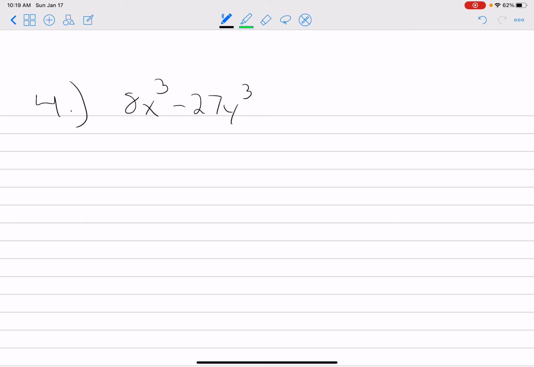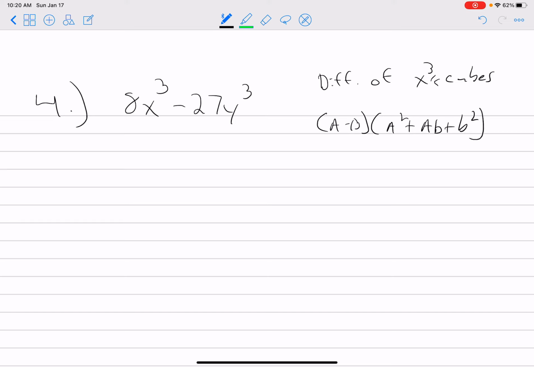And this one is also a difference, but it's a difference of perfect cubes. 8 is 2 times 2 times 2, and 27 is 3 times 3 times 3. So a difference of cubes breaks down like this. Difference of cubes breaks down like a minus b times a squared plus ab plus b squared.